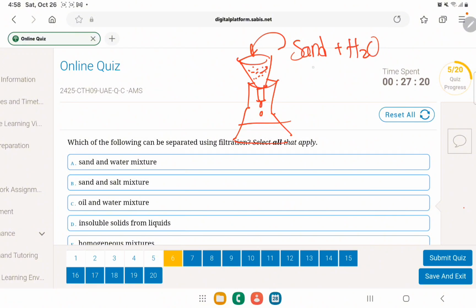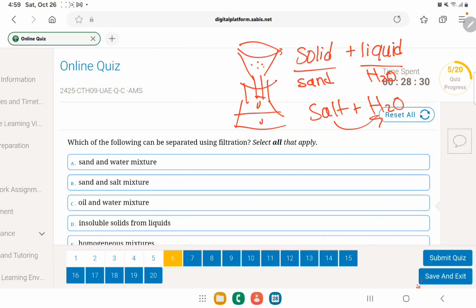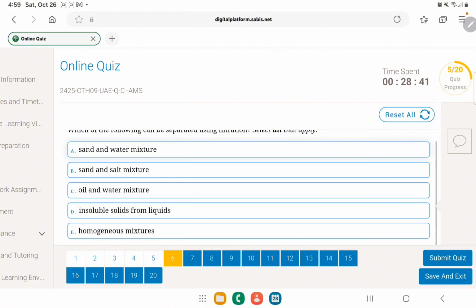So we're going to need an insoluble solid and a liquid. We can't use filtration to separate salt and water. Why? Because salt dissolves in water. So we need an insoluble solid and a liquid. Now let's check the options. Sand and water, that is correct, because sand is an insoluble solid and water is a liquid. Sand and salt, no, because we need an insoluble solid and a liquid, so that's wrong. Oil and water, no. An insoluble solid from liquids, that is correct.